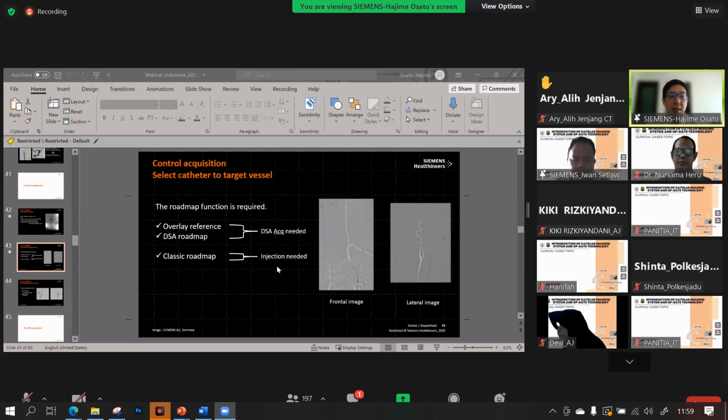Injection is needed for the vessel map, so you can choose whichever you prefer in the roadmap function. That is why we can select between the two. This is the non-subtracted roadmap function. Both use the DSA acquisition, but the classic roadmap uses the fluoro dose setting for the roadmap.